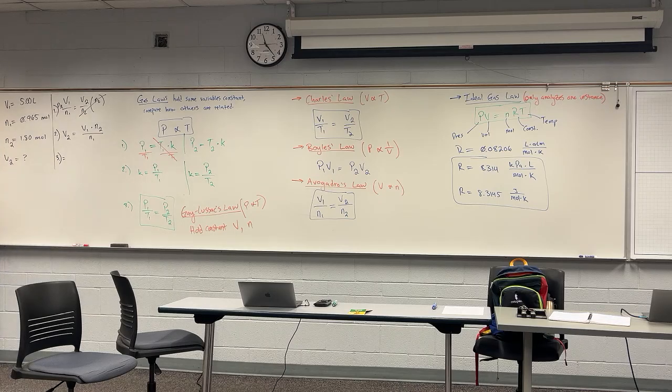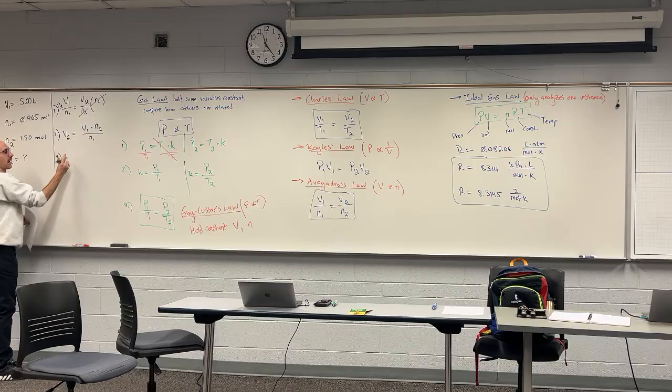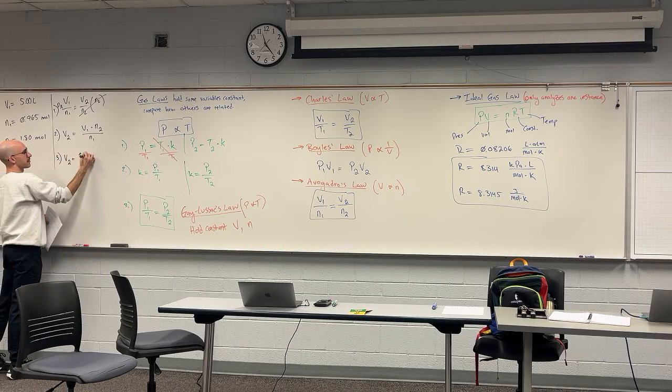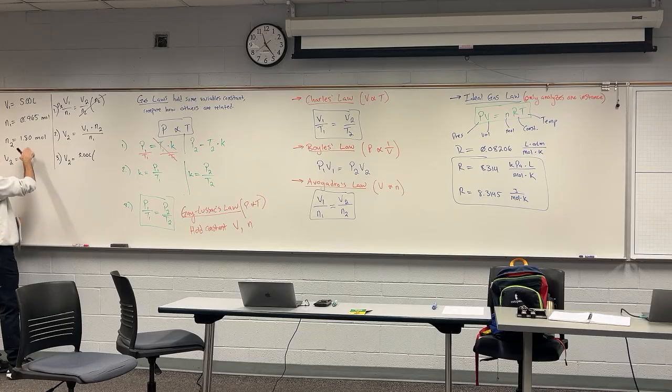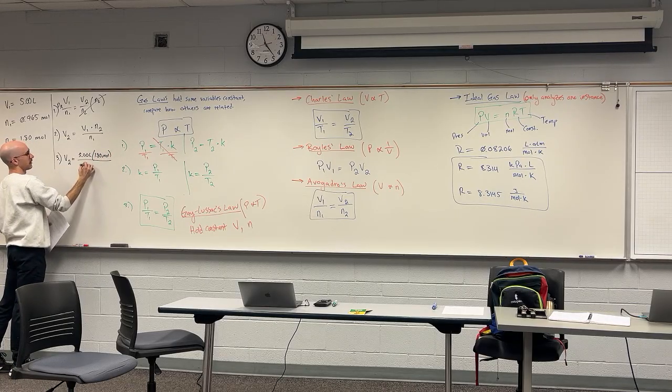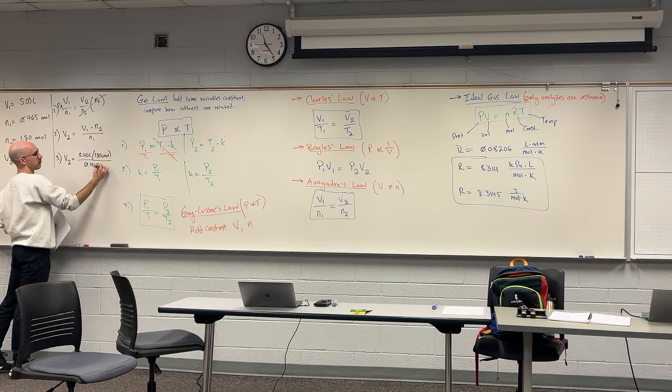The last thing that I'm going to do is plug my numbers in. The reason that I don't plug my numbers in here is because there's a lot of numbers and they come with units. This is more simplified. It's easier to work around. Now that I've got an equation that I like, I'm going to plug everything in. V2 equals 5.00 liters times 1.80 moles divided by 0.965 moles.